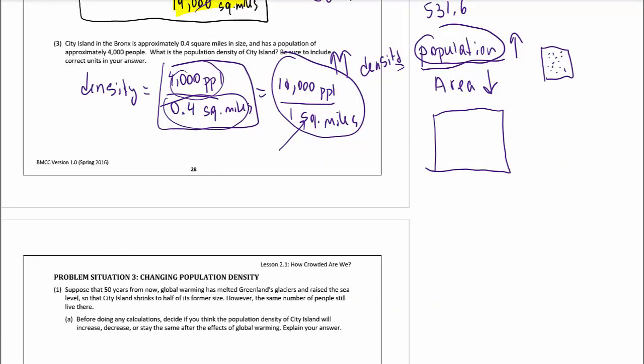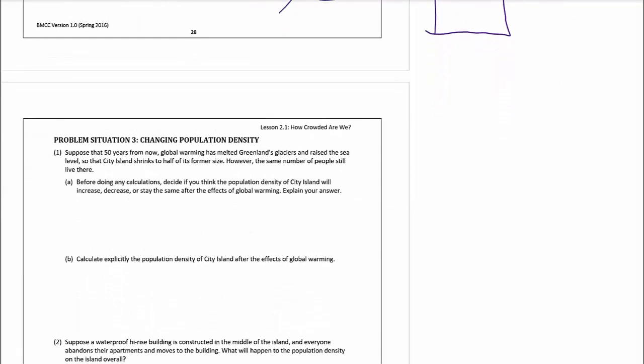Alrighty, let's move on. So now we talked about the City Island density, and now let's look at problem situation number 3. Suppose that 50 years from now, global warming has melted Greenland's glaciers and raised the sea level so that City Island shrinks to half of its former size. However, the same number of people still live there. Before doing any calculation, decide if you think the population density of City Island will increase, decrease, or stay the same after the effects of global warming, and explain your answer.